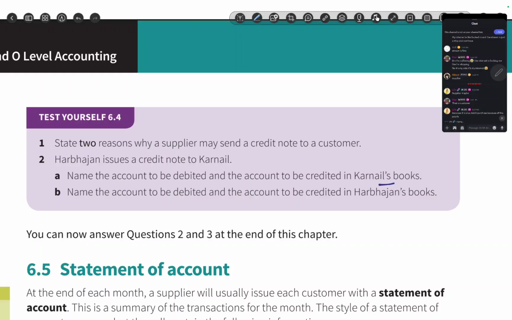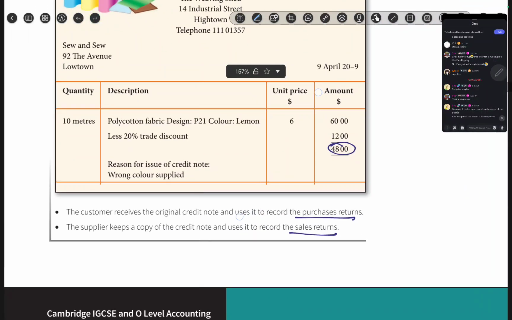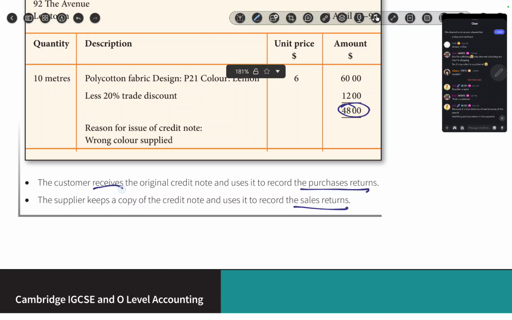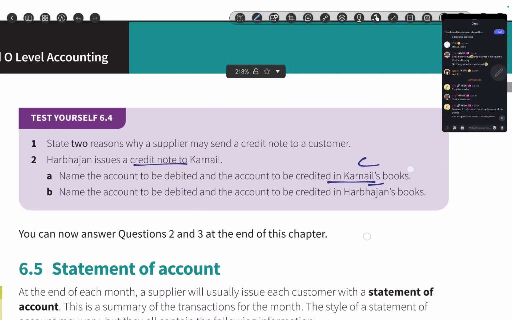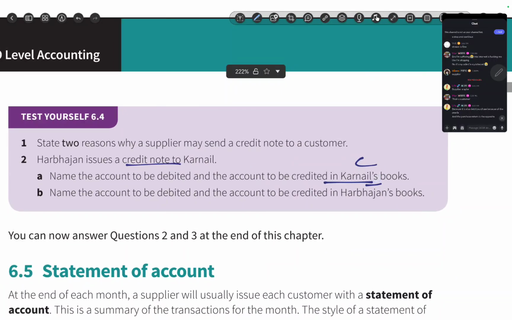So in Colonel's books, this is the customer's books. When you purchase goods and then you receive a credit note, that means you have made purchase returns. The customer receives and records the purchase returns. In this case, Colonel is a customer receiving the credit note and will record it as purchase returns. So we credit purchase returns.